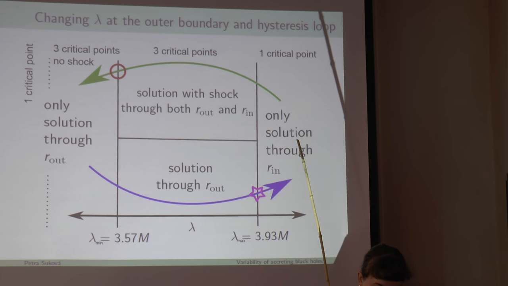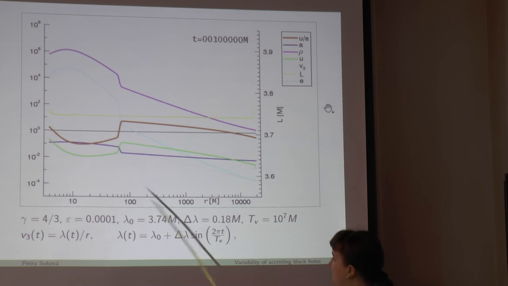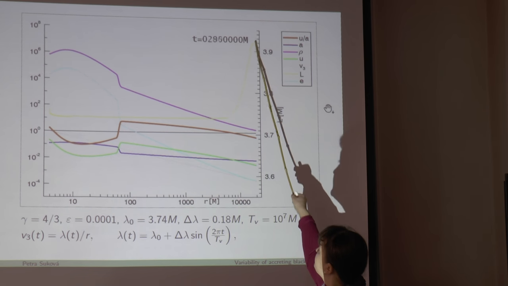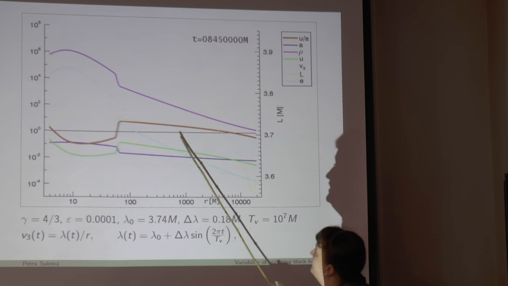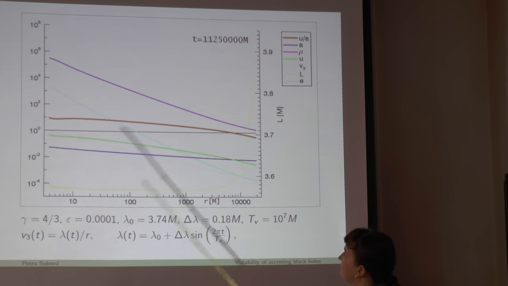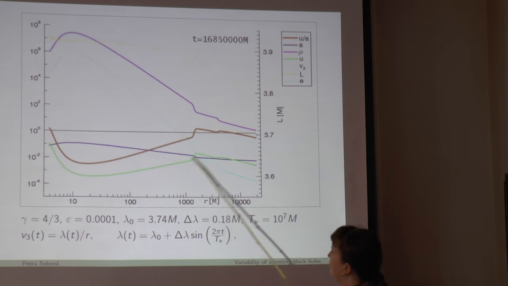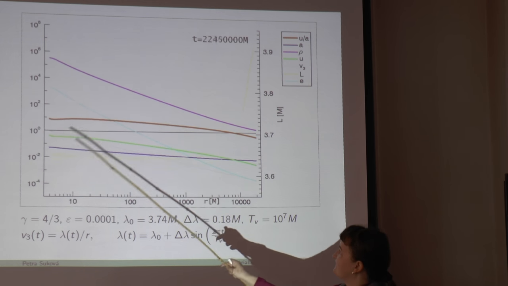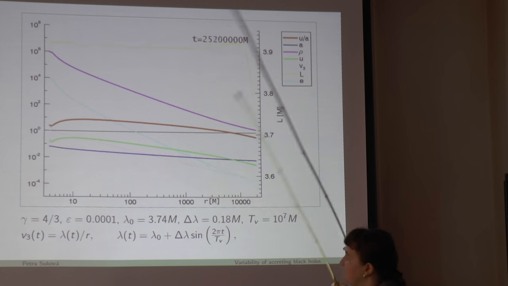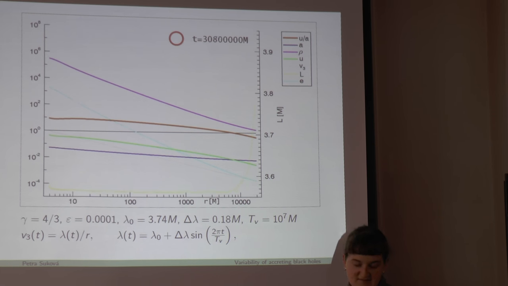So we did this numerically with the code Zeus. And so this is the computation. This is the angular momentum. We are changing the value of angular momentum at the outer boundary, and we are looking at what the shock is doing. And really, you can see that there are two events. Now the shock is created, and now the shock disappears very quickly. And when we are changing the angular momentum periodically, this will be happening periodically.